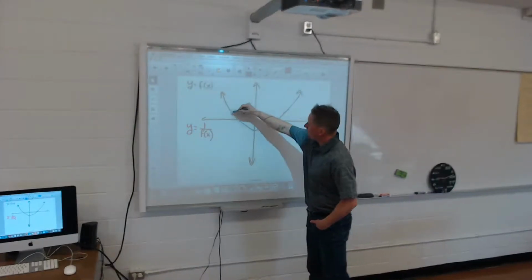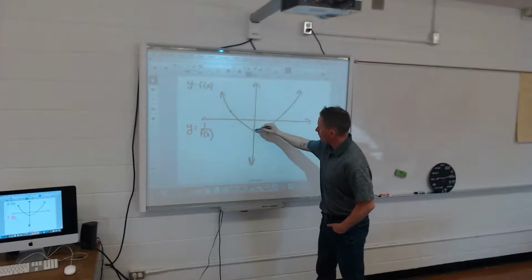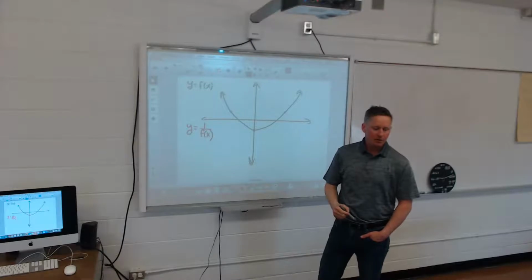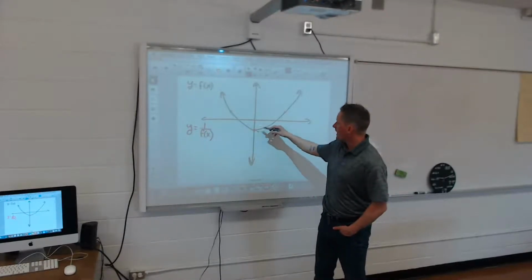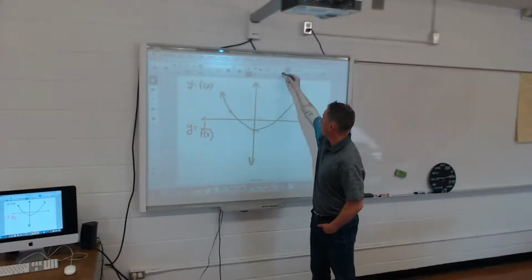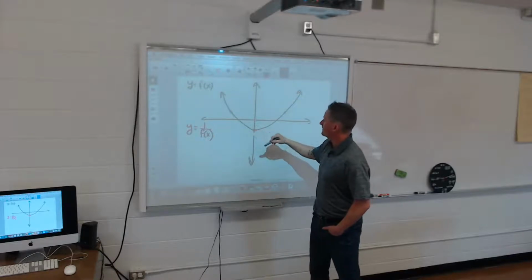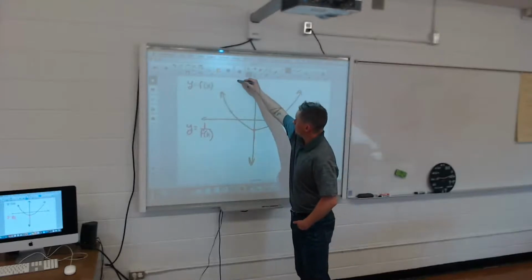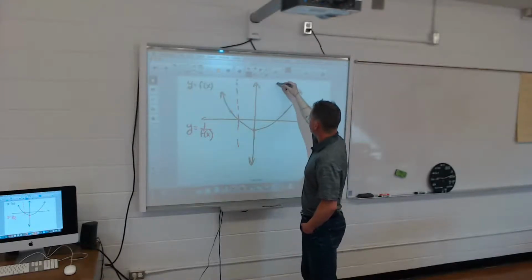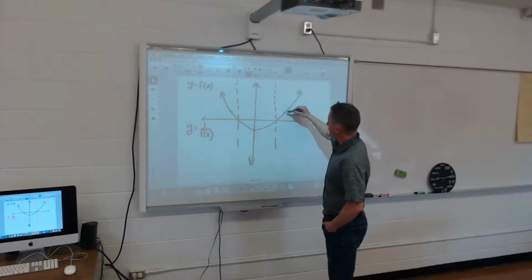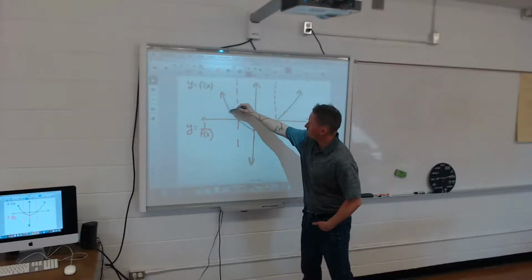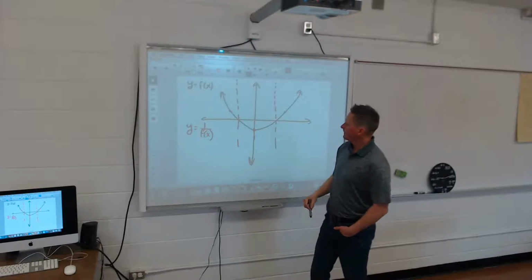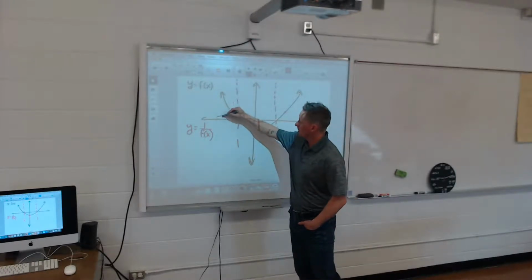So where y is equal to 1 and where y is equal to -1 on my original graph, I mark those coordinates off, because when I take 1 over that value, and 1 over that value, I end up with the same value. So the first thing I do is my asymptotes. And then I mark off where y is equal to 1 and y is equal to -1. Those are the invariant points. And then I shape it after.